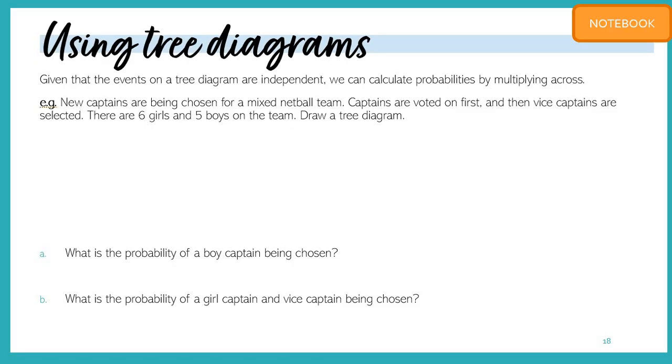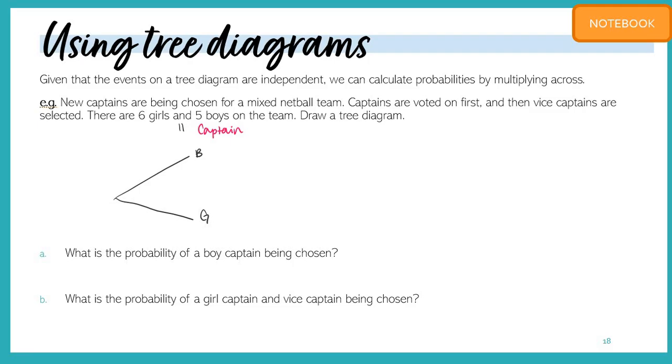Now this one here is a bit trickier because our probabilities along the branches actually change. So it's really important you read the question carefully. Now I've got new captains that are being chosen for a mixed netball team. We vote for the captains first and then we vote for the vice captains, okay? Now, I've got 6 girls and 5 boys, so I'm going to start with 11 people to choose from. But on this branch here, I'm just going to have a boy and then a girl, right? And that's going to be my captain branch because my captain is picked first.